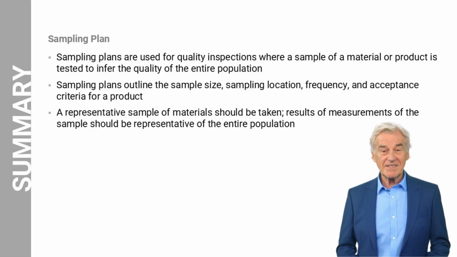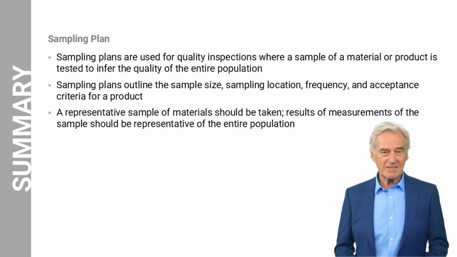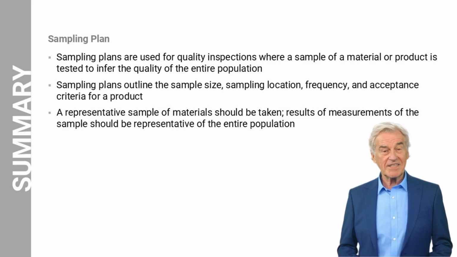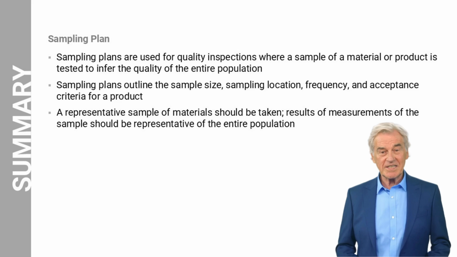In summary, sampling plans are used for quality inspections where samples of products are tested to infer the quality of the entire population of products. The sampling plan outlines the number of products to be tested and the manner in which they should be tested. If the sampling plan is not created appropriately, there is a danger of the sample data not being representative of the population as a whole. This is why it is important to develop a correct sampling plan before any product inspections can begin.